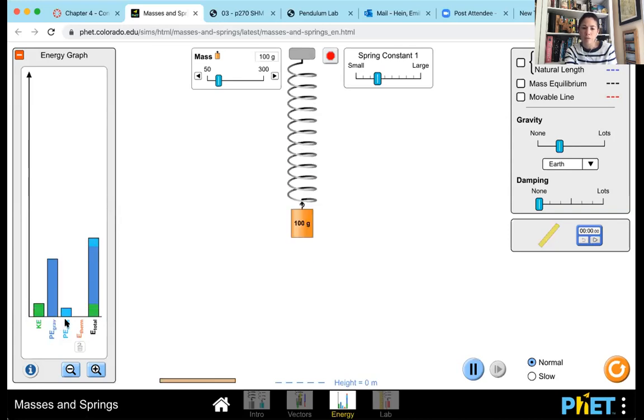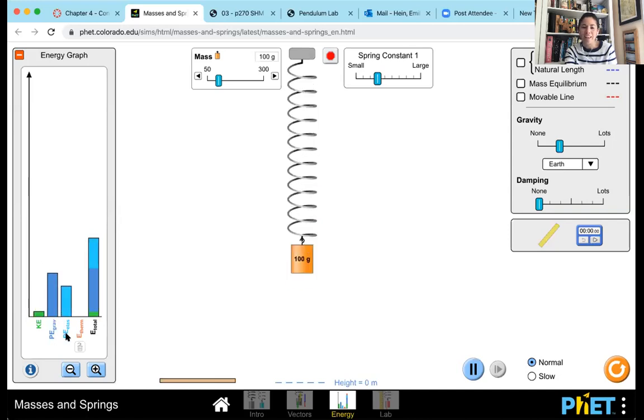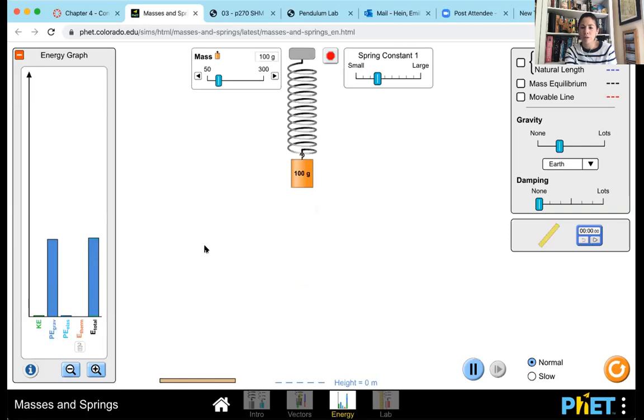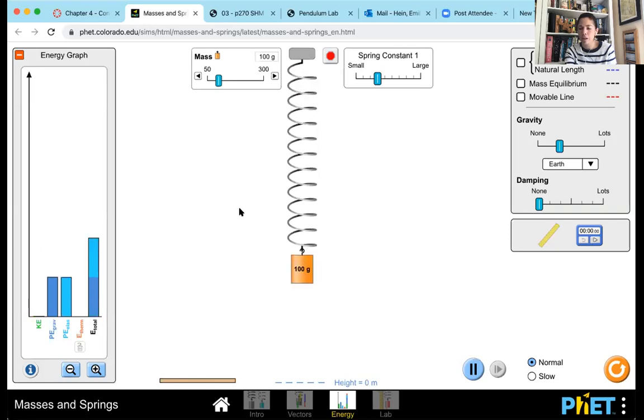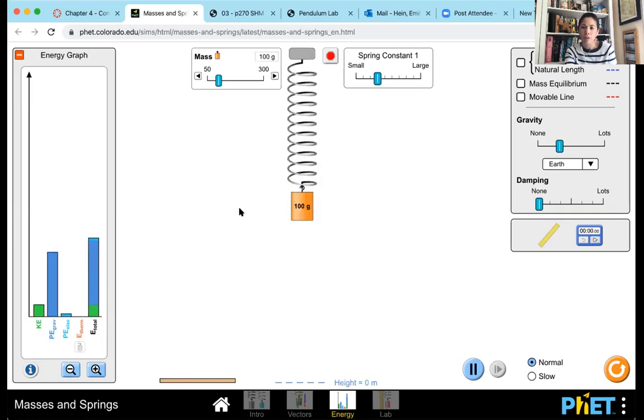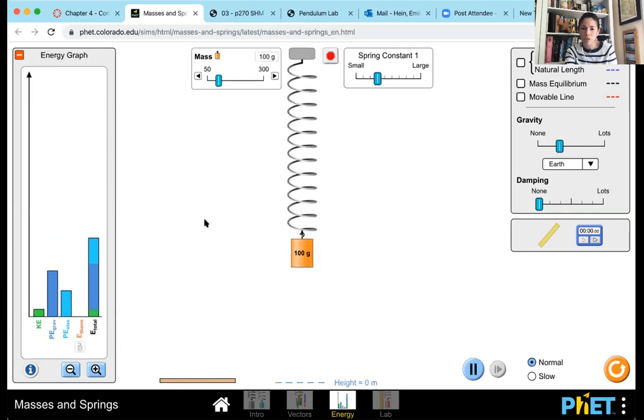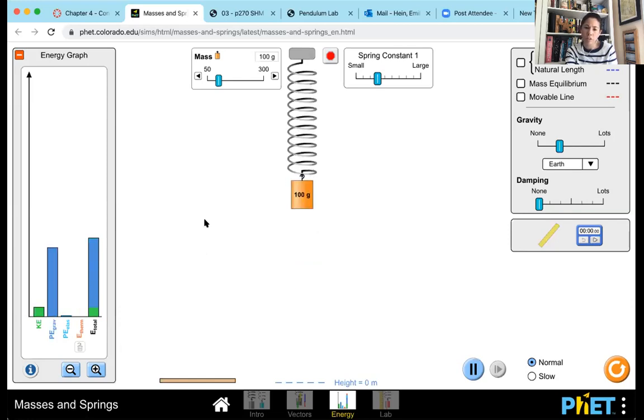You can see that the elastic potential energy is 0 as we go through the equilibrium position of the spring. It's worthwhile to look at this system. It's a really good summary of everything that we've learned so far, in terms of kinetic energy, gravitational potential energy, and even elastic potential energy.